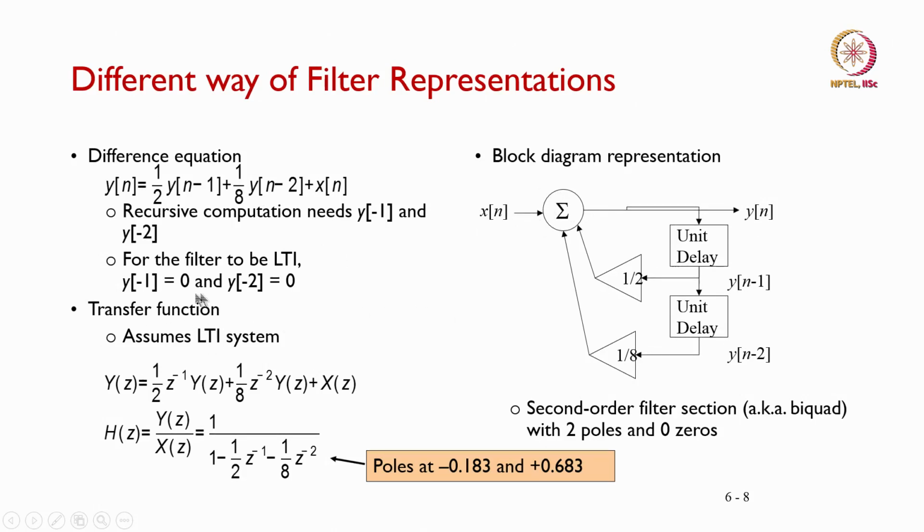For the transfer function, we assume a linear time invariant system. So, y of z is represented as half into z minus 1 into y of z plus 1 by 8 into z minus 2 into y of z plus x of z, and the transfer function of this is given by y of z by x of z, which is nothing but 1 by 1 minus half into z minus 1 minus 1 by 8 into z minus 2. So, we say that the poles are at minus 0.183 and plus 0.683.